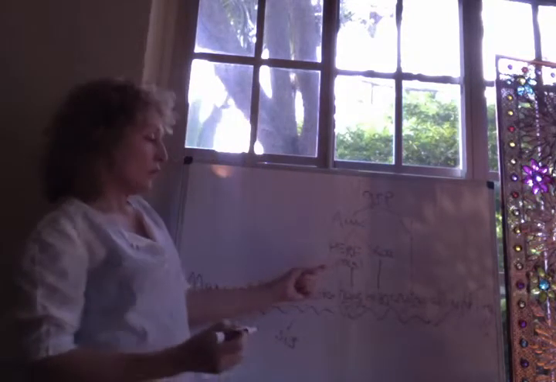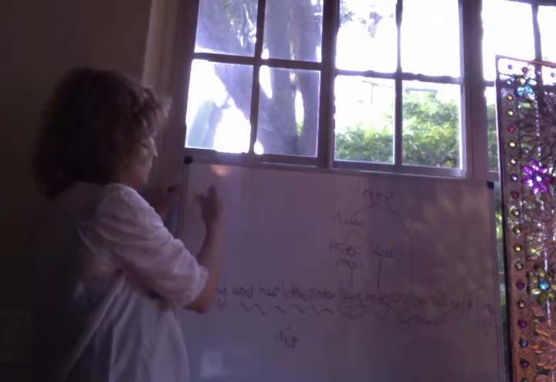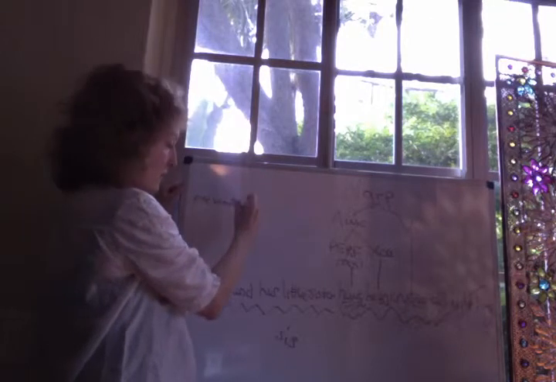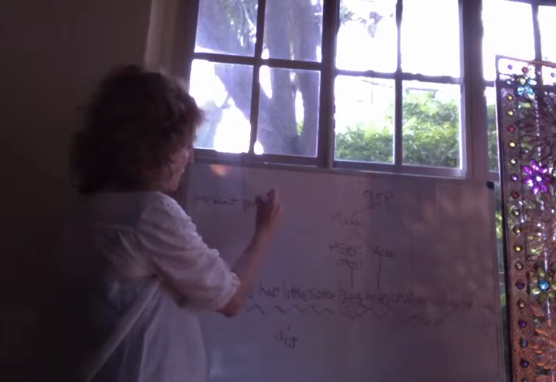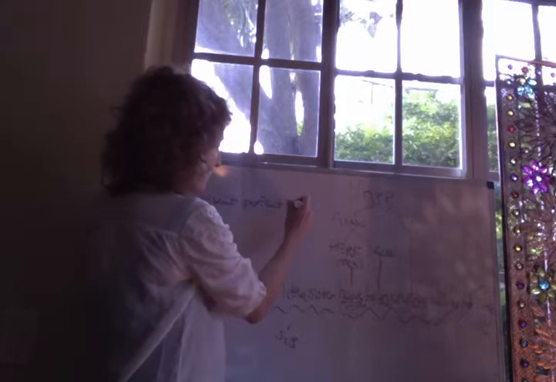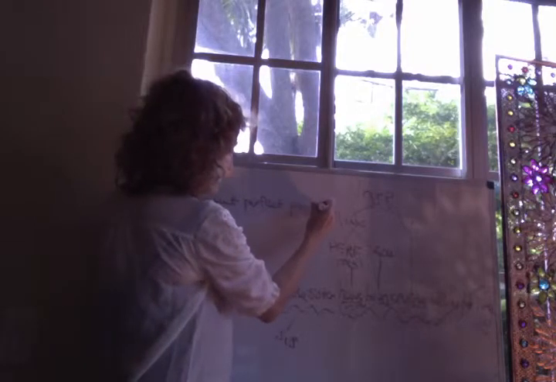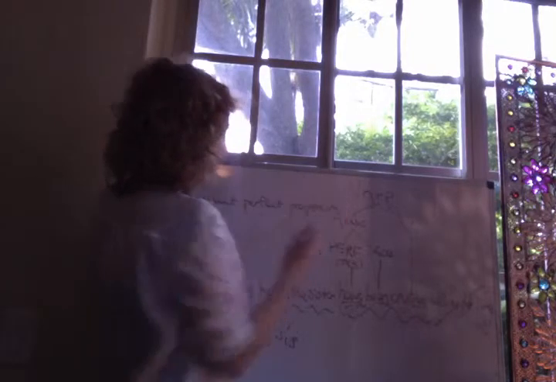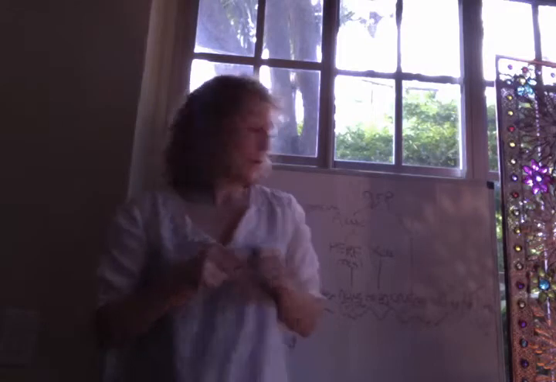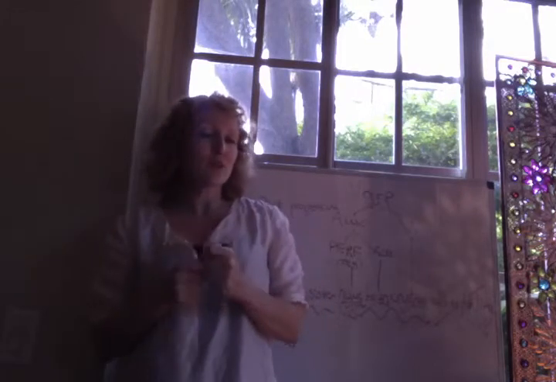So the label for the whole sentence would be present, perfect, progressive. All right, so let's continue and look at more examples.